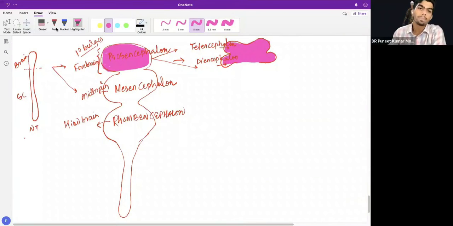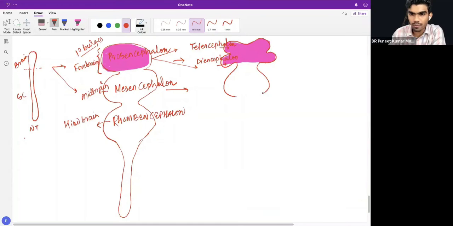Okay. Now, the mesencephalon does not form any secondary bulges. So the mesencephalon goes like this, having a single primary bulge. Now the rhombencephalon again divides into two secondary bulges.